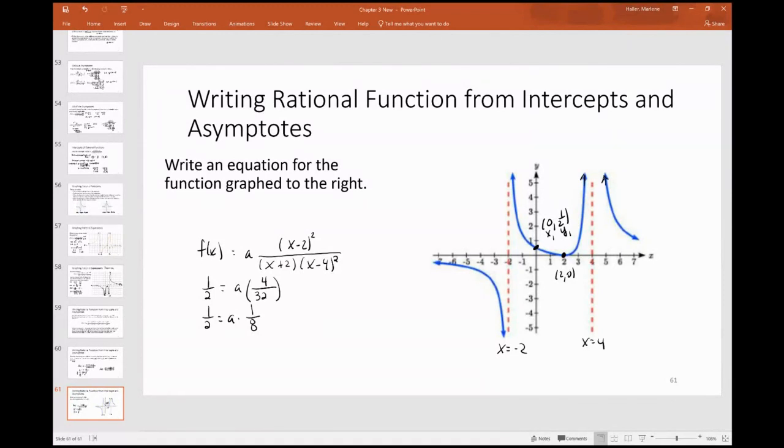So if I multiply both sides by 8, I can solve for a. So it looks like a is 4. Now I can write my full function here. f of x equals 4 times (x minus 2) squared over (x plus 2) times (x minus 4) squared. Right? And that ends the lecture for section 3.7.